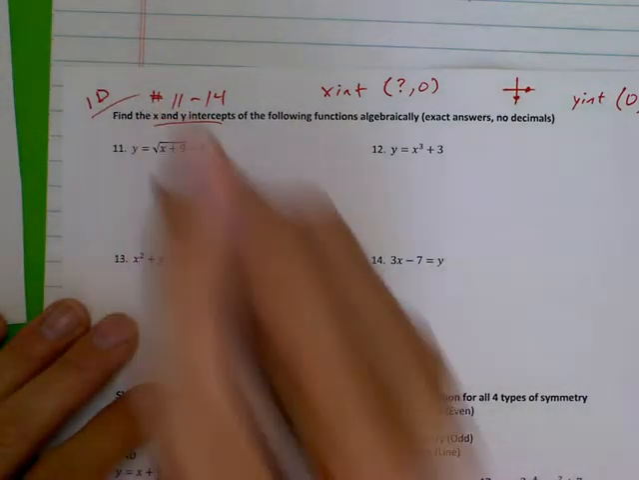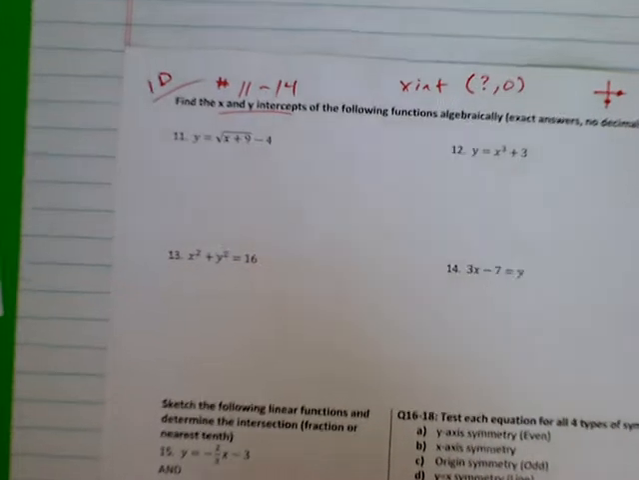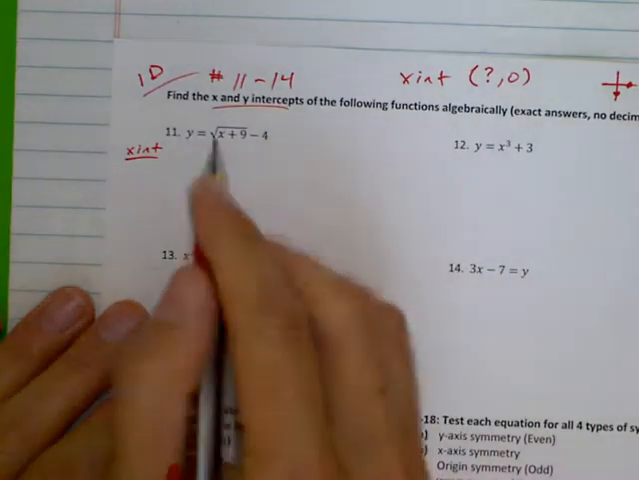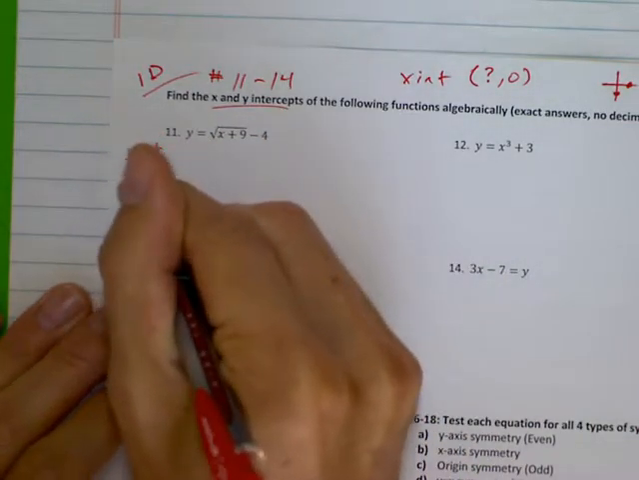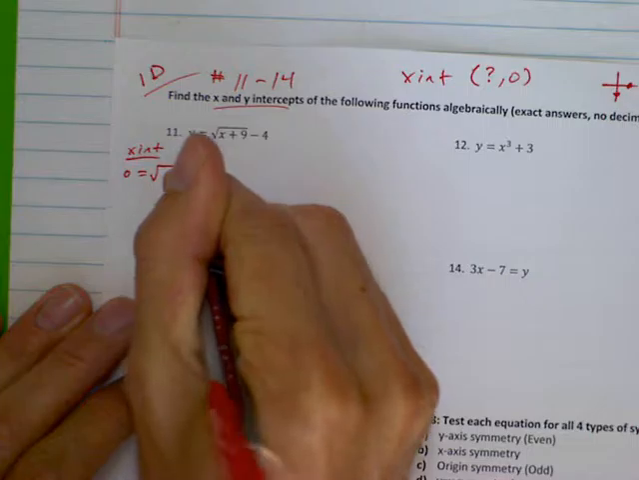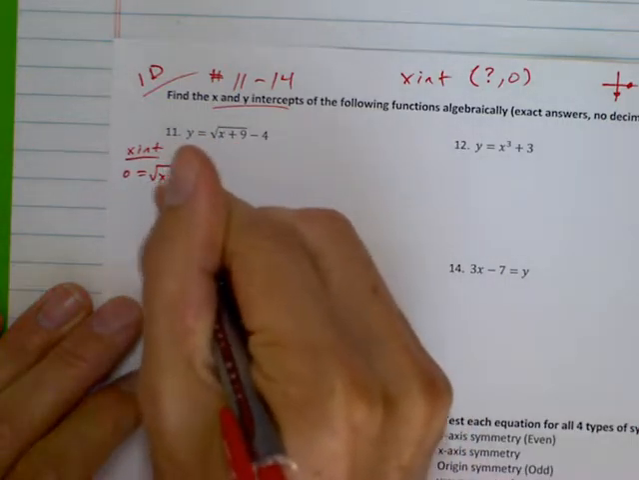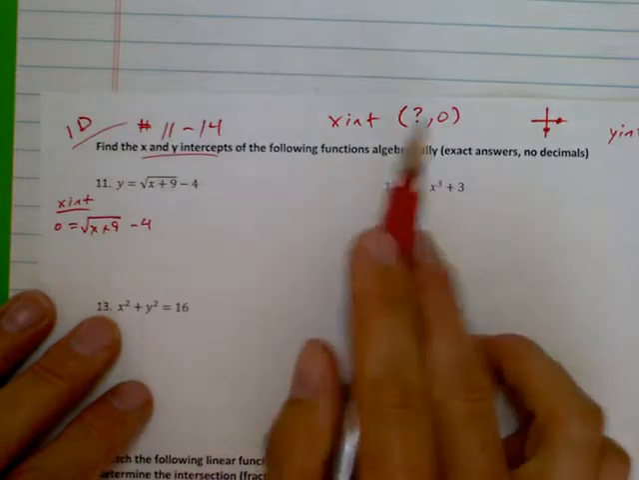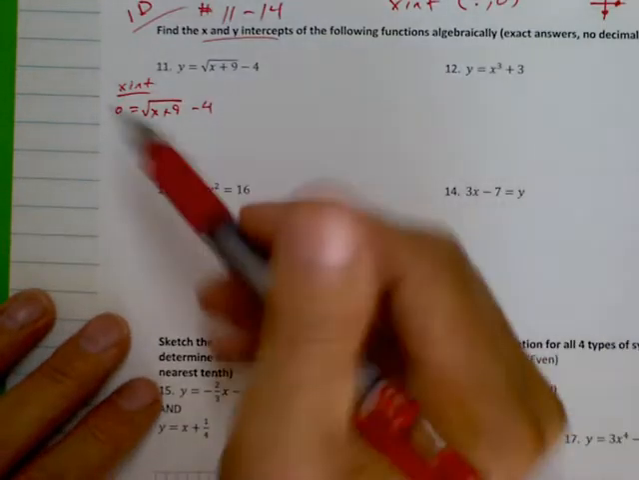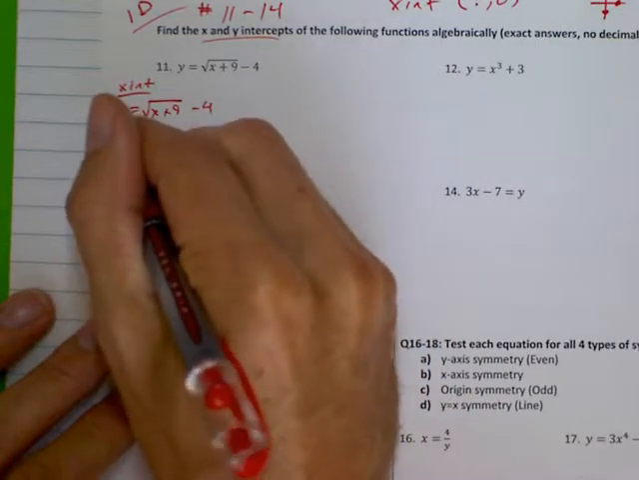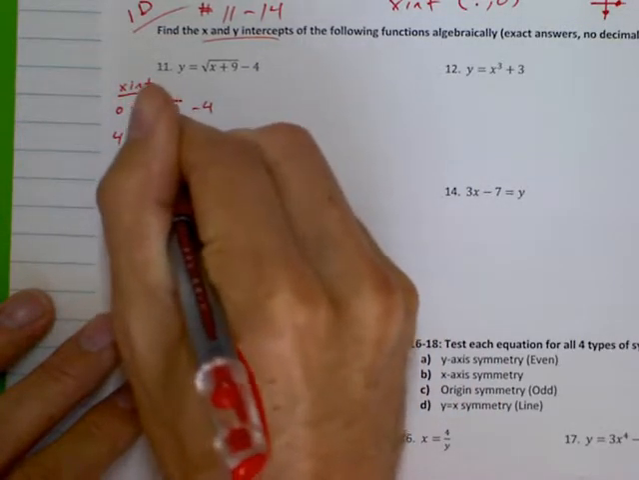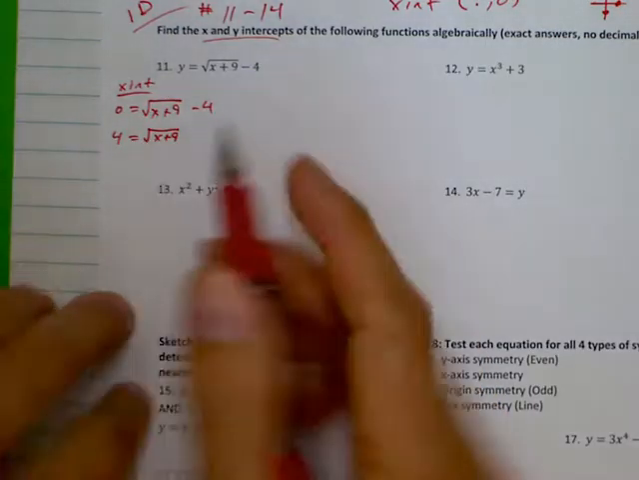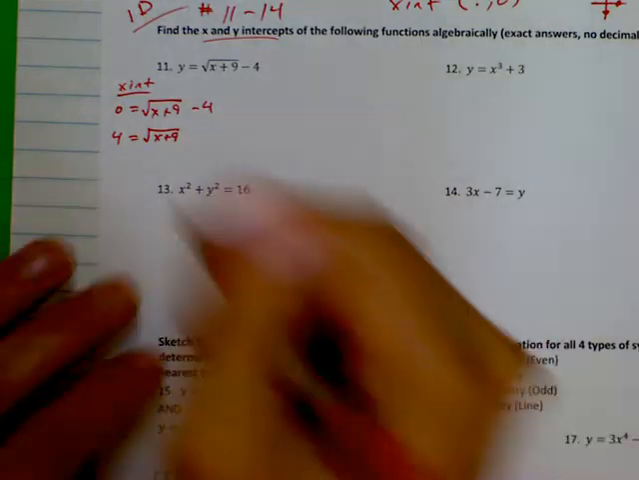Okay, so number 11. Let's find the x-intercept first. So I said for the x-intercept, I'm going to plug in a 0 for y. 0 equals the square root of x plus 9 minus 4. Now I have to solve for x. That'll give me the x coordinate. So I might add 4 to the other side. And what's the inverse of a square root? Well, it's squaring something. So I'm going to square both sides.